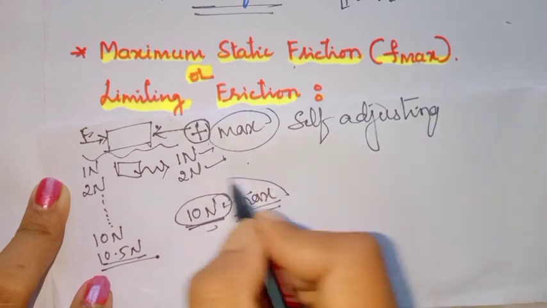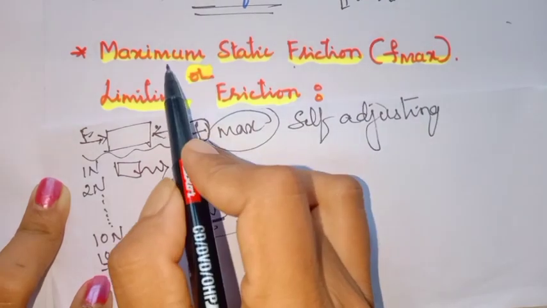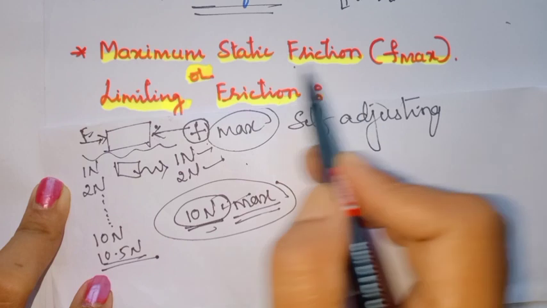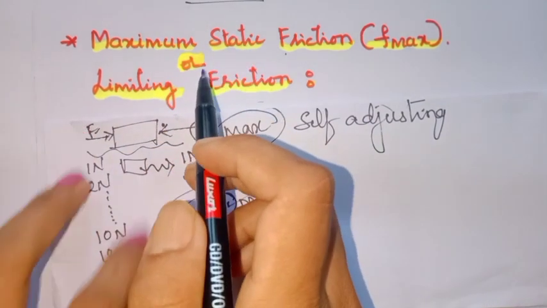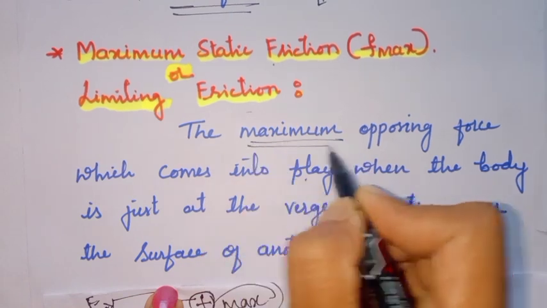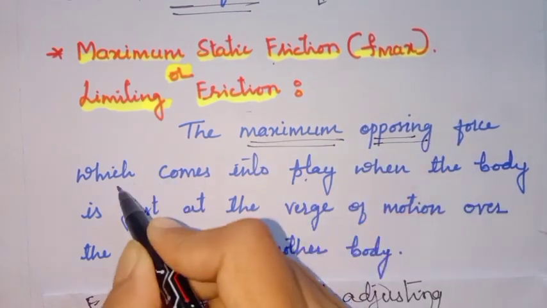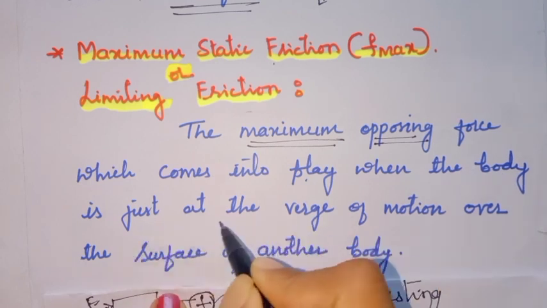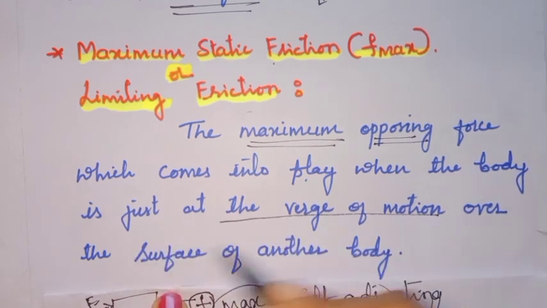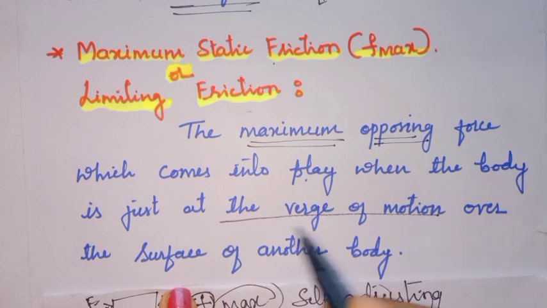And to this value only we call it the maximum static friction or limiting friction. So let's see the definition of limiting friction. The maximum opposing force which comes into play when the body is just at the verge of motion over the surface of another body. Here, what does it indicate?